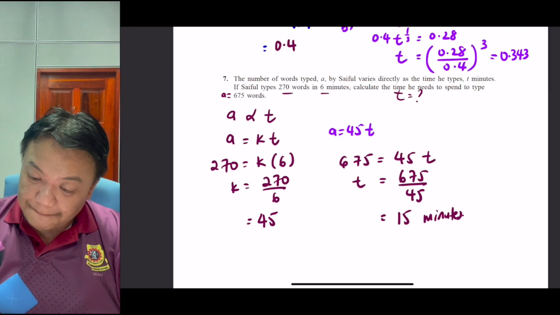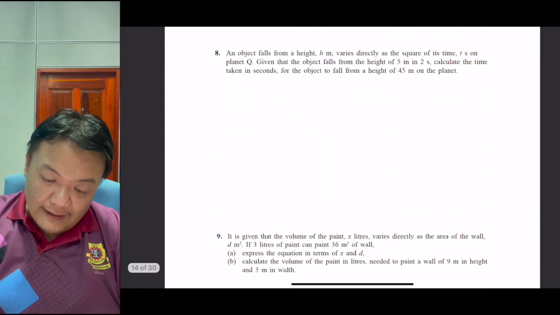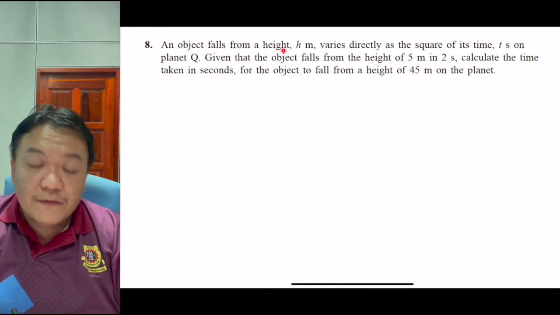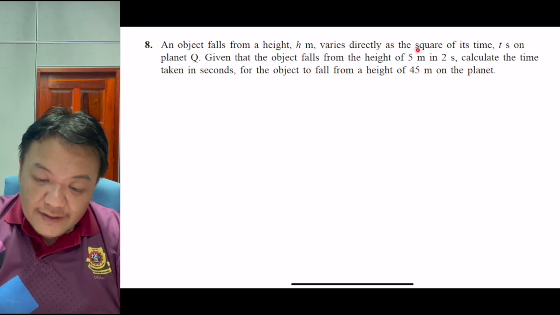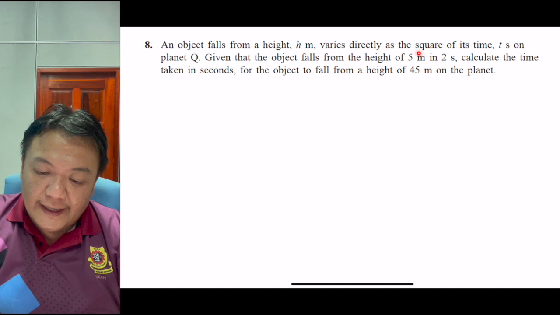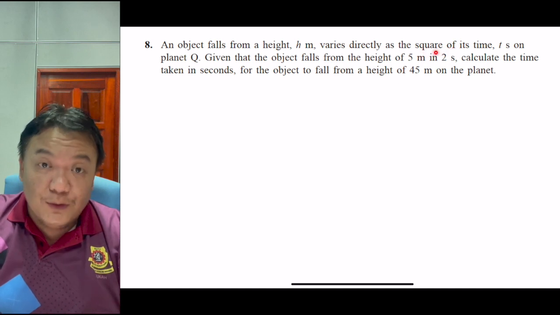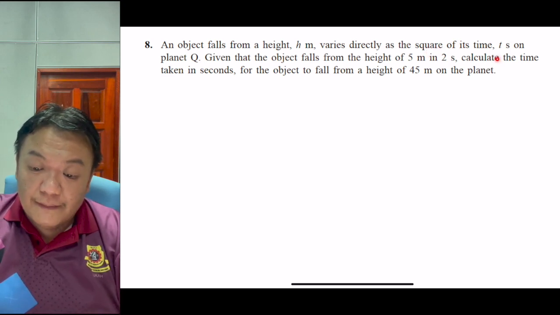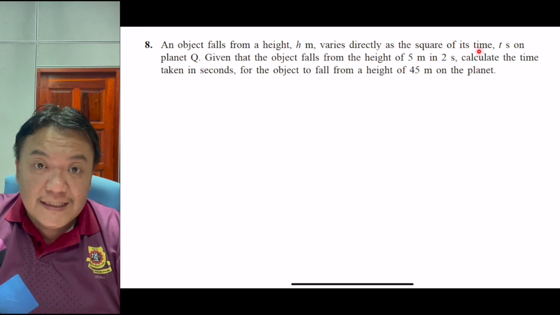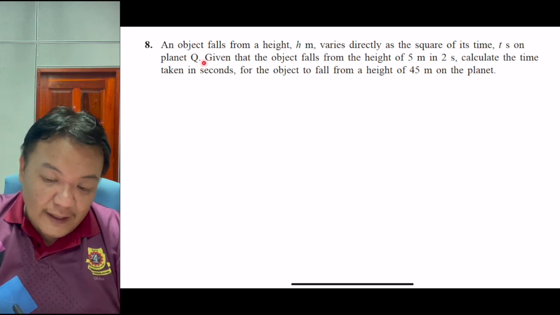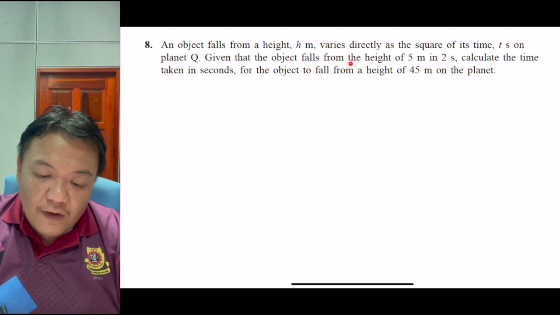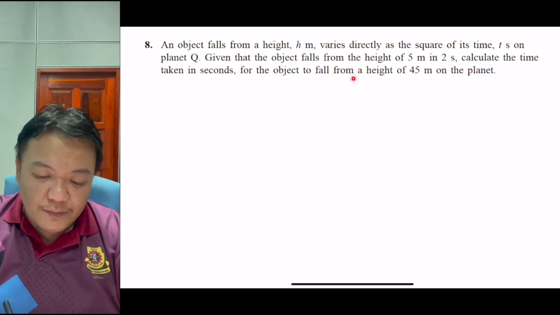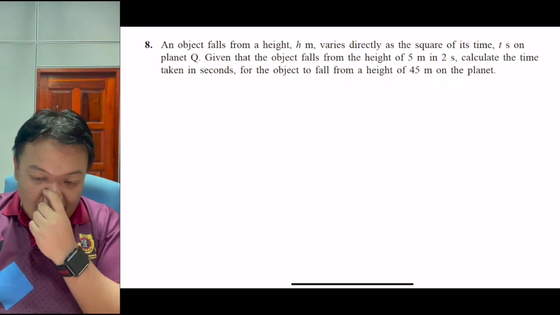Okay, the last two questions. An object falls from a height h meter varies directly as the square of its time. Okay, it will describe about t. So square of t, so it is t square, remember that. Given that the object falls from the height of 5 meters in 2 seconds, calculate the time taken in second for the object to fall from a height of 45 meters on the planet.